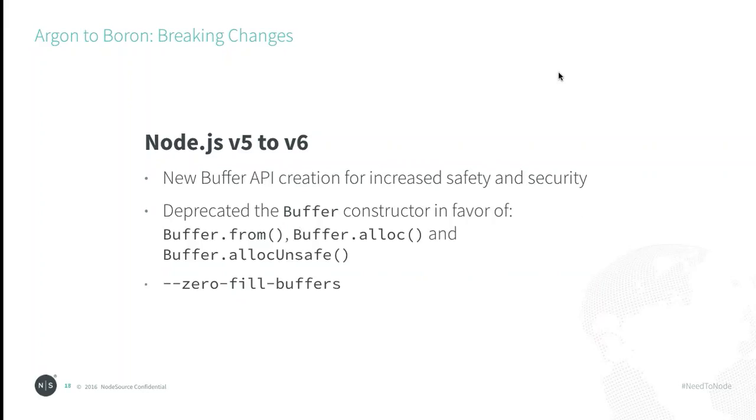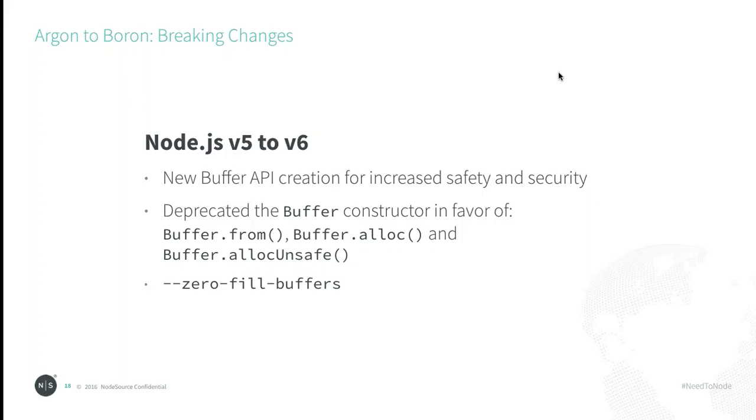There's a new buffer API. A lot of this was backported to version 4 as well. You may not be aware of it, but we have deprecated the buffer constructor. So even with new and without new, so new Buffer or even just Buffer, we deprecated that completely in the documentation. You won't get an error if you're using it, but the documentation suggests you not use it.